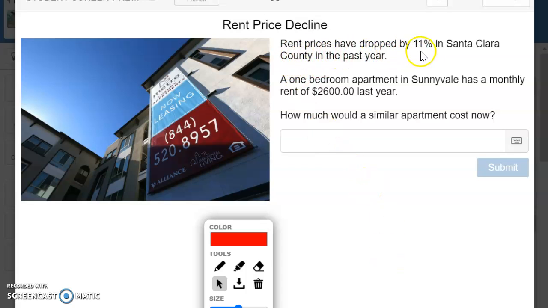Rent prices have dropped by 11% in Santa Clara County in the past year. A one-bedroom apartment in Sunnyvale had a monthly rent of $2,600 last year. How much would a similar apartment cost now? Okay, so 2,600 is last year, so this is the original price. And we know that it's going to go down by 11%. And how much would the apartment cost now?